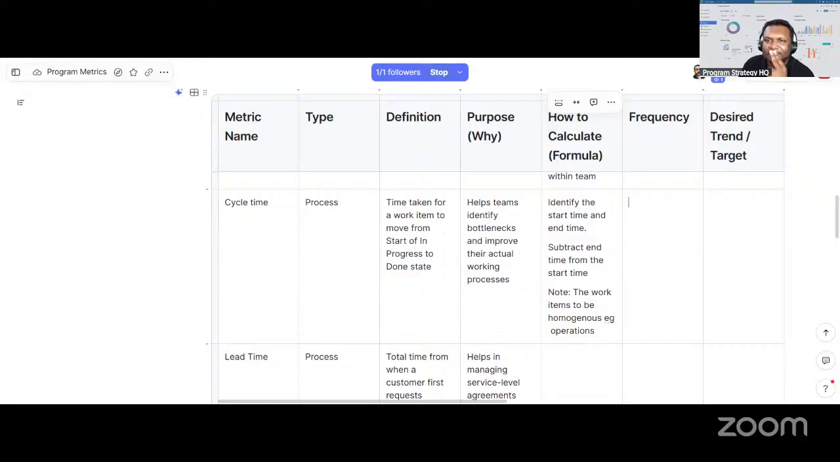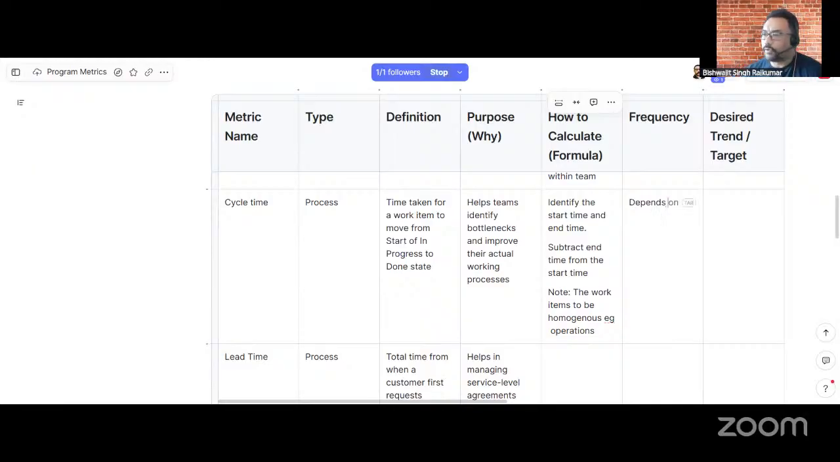It depends, right? Cycle time will vary from sprint to sprint, I suppose. It's not that we can take a holistic path. It depends on various factors.